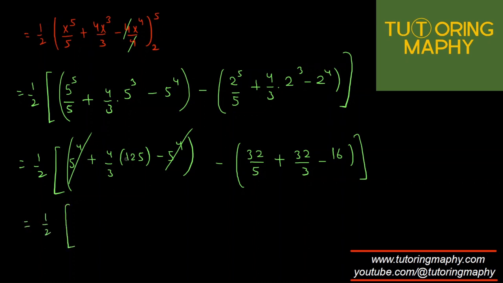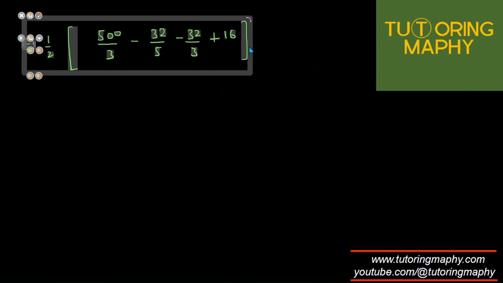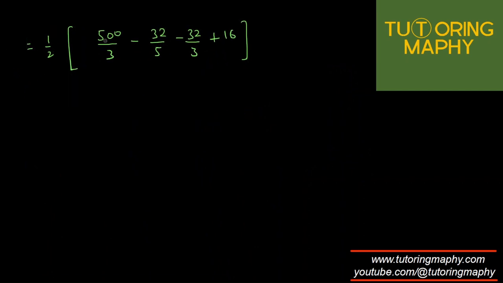So that will be 1/2 of 125 times 4, which is, I think, 500. 500 over 3 minus 32 over 5 minus 32 over 3. Well, be careful. Plus 16, because double negatives will become positive over here. I think we can take these two together. So, oh my God, let's add another slide. Let me copy this entire thing and paste it here. Okay. Right, so I'm gonna club these two things.